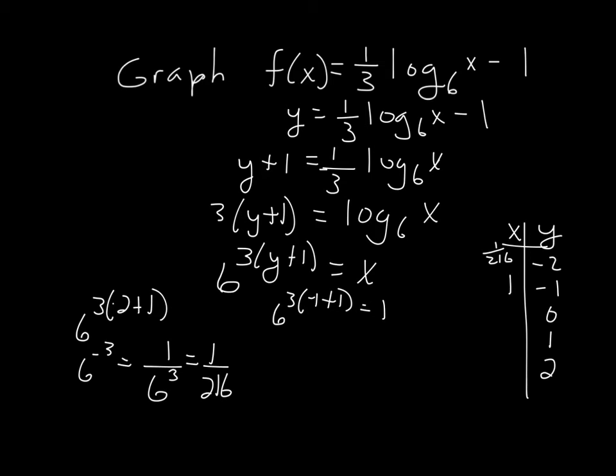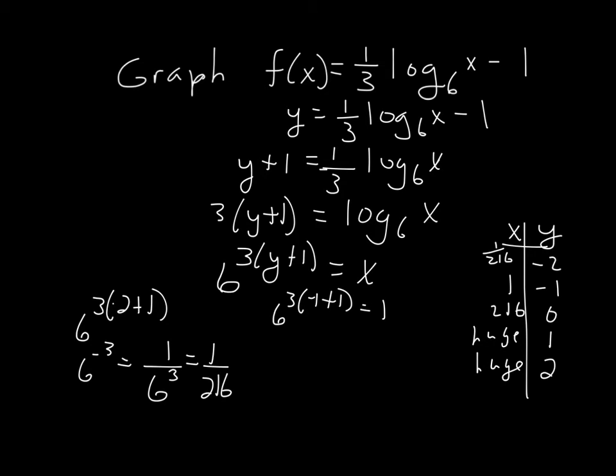Next one, if I put a 0 in here, 0 plus 1 is 1. 3 times 1 is 3. So this is 6 to the third. When I put a 0 in right here, it's really just 6 to the third power, which is 216. Which all of a sudden is just way too big, right? And from there, it just gets worse. If you put a 1 in here, you now get 2. 2 times 3 is 6. 6 to the 6th power, huge. I'm just going to write huge.